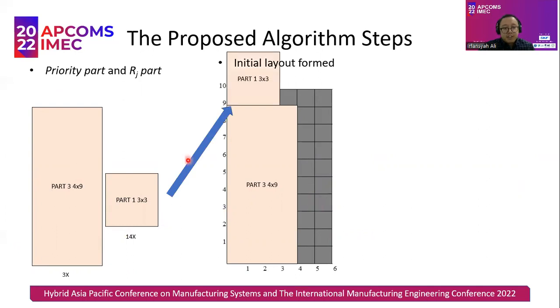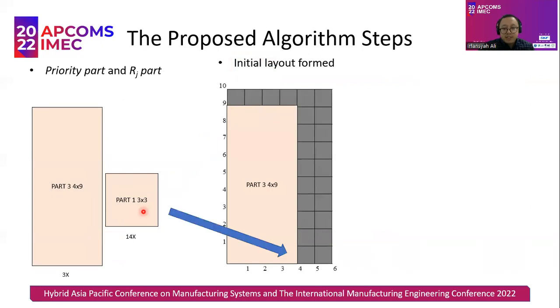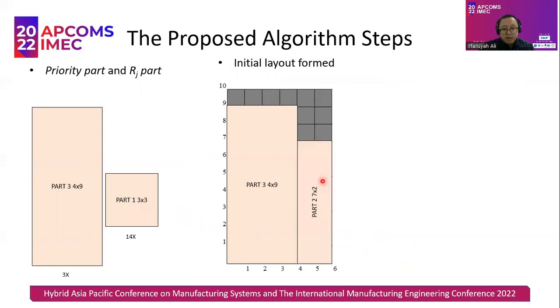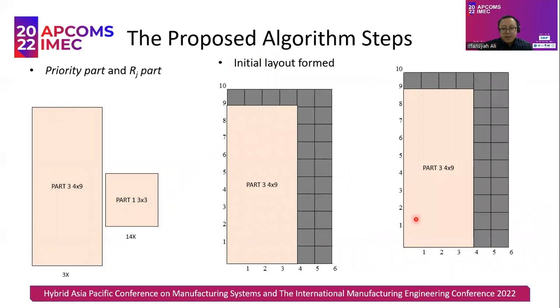If the RJ part cannot be packed in the same sheet as the priority part, the RJ part will be packed and form the initial layout on the next sheet. Even though there are parts in the list that are able to be packed on the same sheet as the priority part, this is not done for the purpose of diversifying solutions. After that, the packing process is stopped, and the process of considering usable leftover and stack sheet is started.